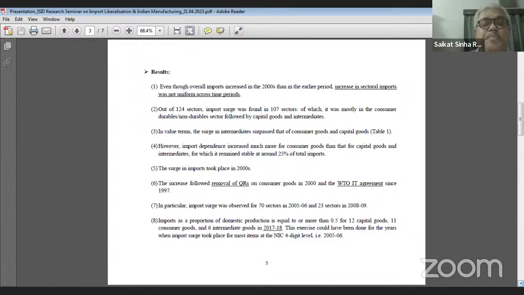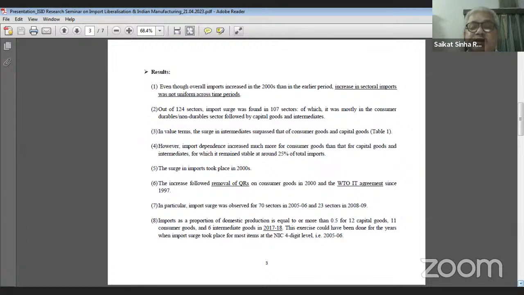The surge in imports thus took place in the 2000s and not in the period prior to that. The increase followed removal of QRs on consumer goods in 2000 and the WTO IT agreement since 1997, which the study ascribes to. In particular, import surge was observed for 70 sectors in 2005-2006 and 23 sectors in 2008 and 2009.